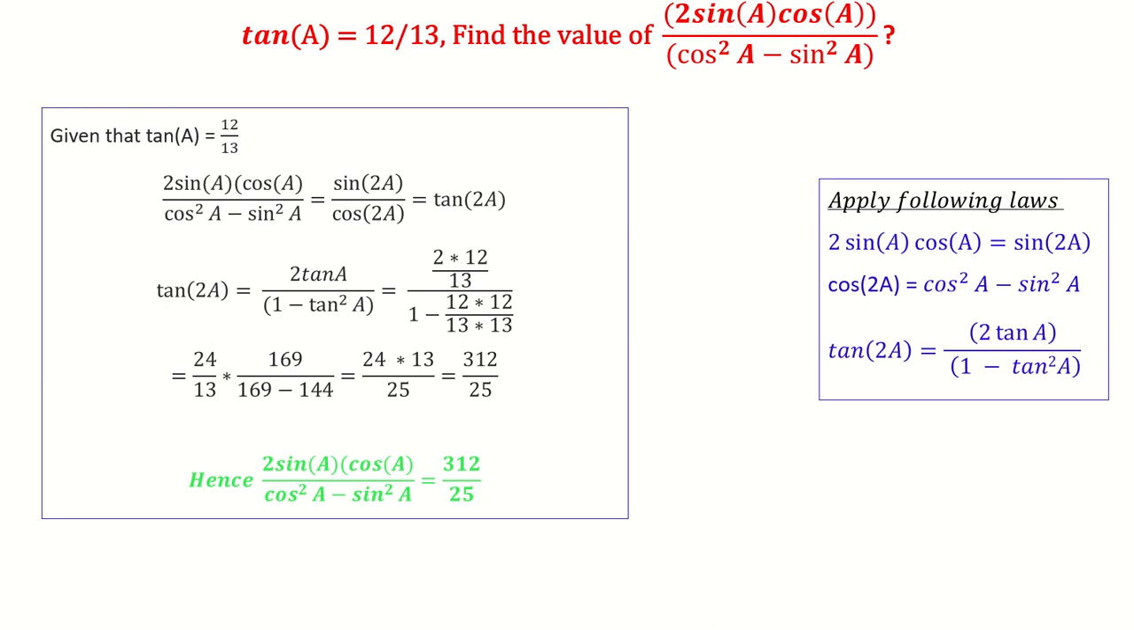So the given expression basically becomes tan 2A. And tan 2A is nothing but 2 tan A divided by 1 minus tan square A. So simply substitute the values and simplify the numericals. You'll get the answer as 312 divided by 25. This is what you'll get. The given expression, that is tan 2A, equals this much if tan A is 12 by 13. Okay, next.